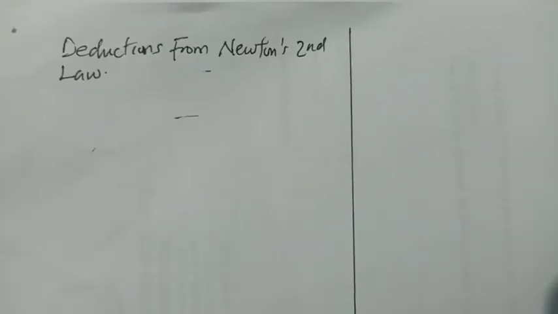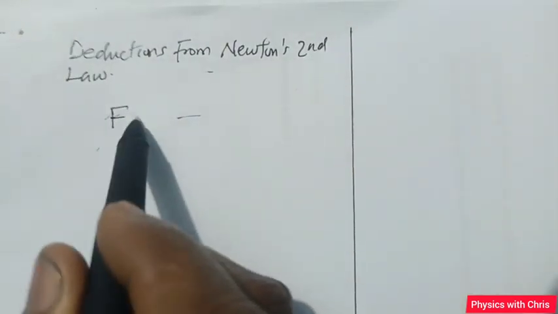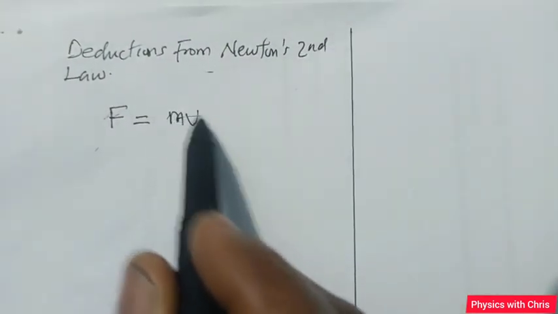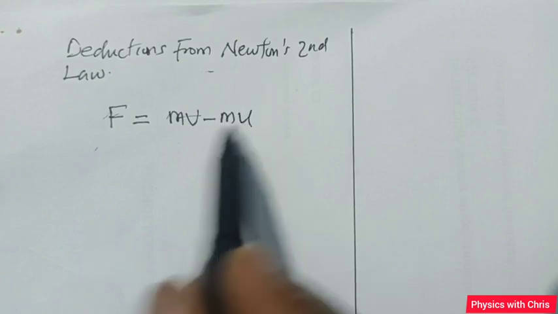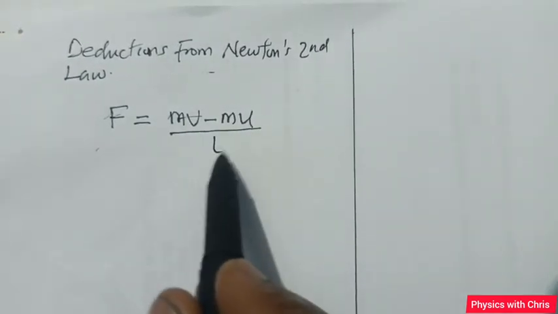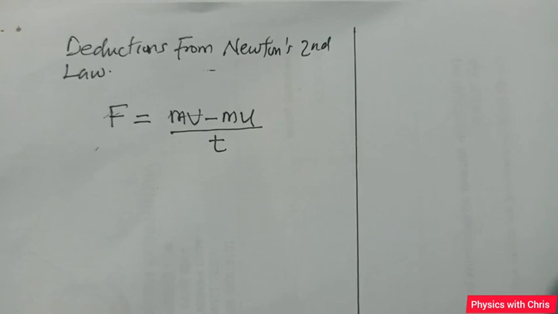Alright, in this video I'll be looking at the deductions from Newton's second law of motion. I've already stated Newton's second law of motion, and I've taken some time to explain and break it down: the applied force is directly proportional to the rate of change of momentum, and that applied force F is given as momentum change, final momentum minus initial momentum, over time taken.